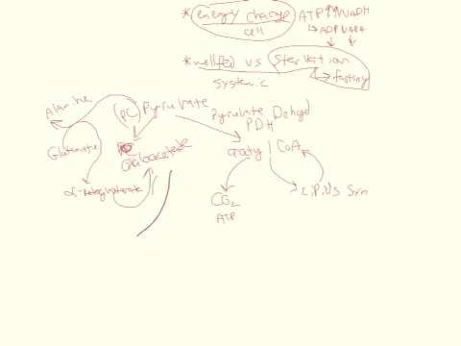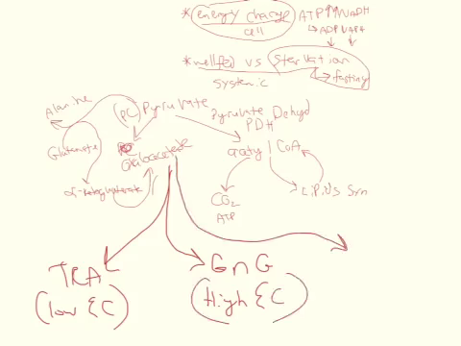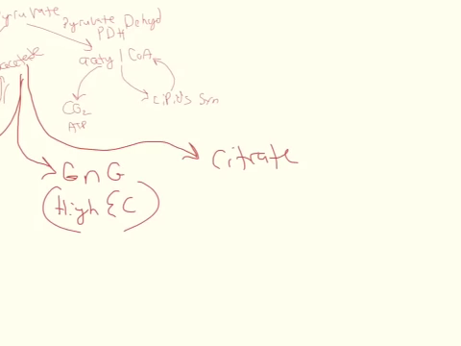Just as a short summary, oxaloacetate can be sent to the TCA cycle whenever there's a low energy charge, or it can be sent to gluconeogenesis. I'm just going to call it GNG. That's not really a technical term, but that's under the high energy charge, or it can be used to make citrate, and then citrate gets used in fatty acid synthesis.